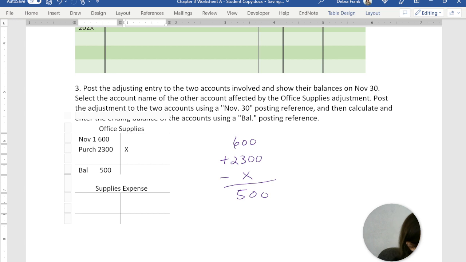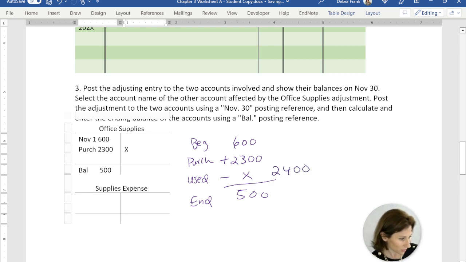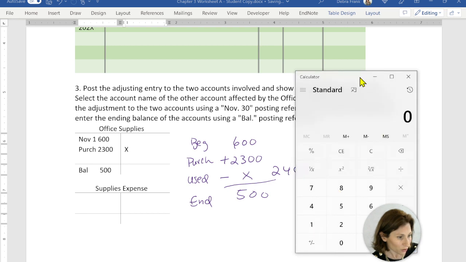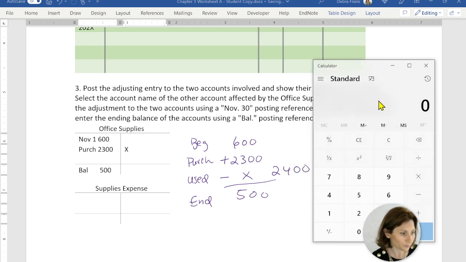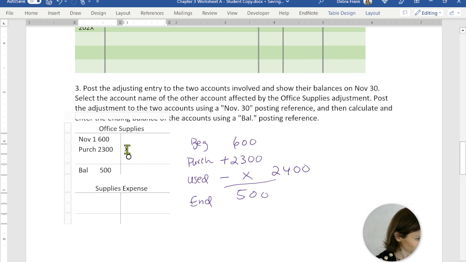All right, so let me label it. If you're writing notes, this is beginning, this is purchase, this is used, and then this is ending. All right, so solve for X. Well, X is 2,400. All right, we can double check. Make yourself an algebra equation. Hopefully you're good there. I'm paranoid and I like to double check my math, right? So then 2,900 minus the 2,400, and then we got 500. Okay, cool. That is what I used up. So that is my X. Let's put that in with pen.